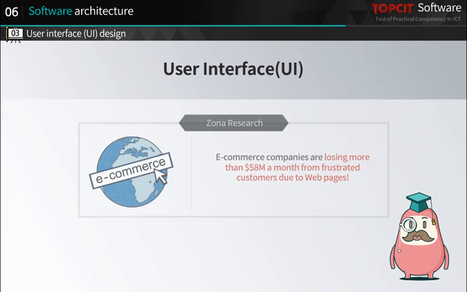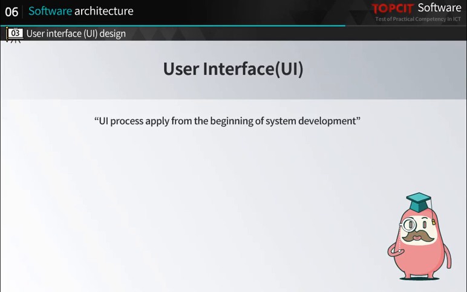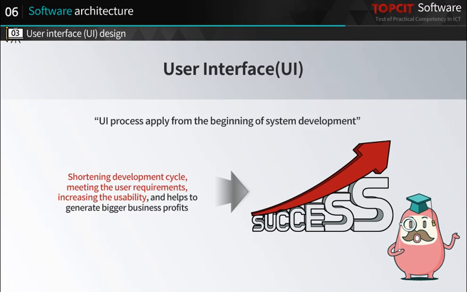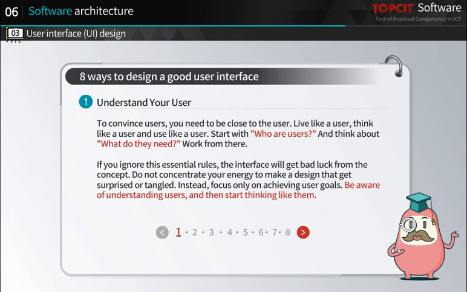Therefore, the UI process must be applied from the beginning of system development, and the ideas that shortening the development cycle, meeting the user requirements, increasing the usability, and helping to generate bigger business profits are spreading. The following is a summary of 8 ways to design a great user interface. It is necessary for the design of the user perspective, so please refer to them.